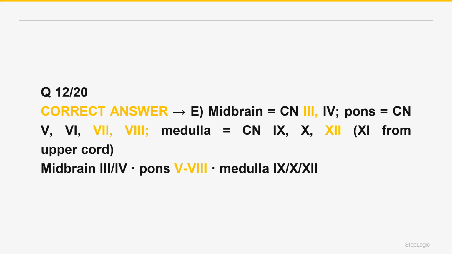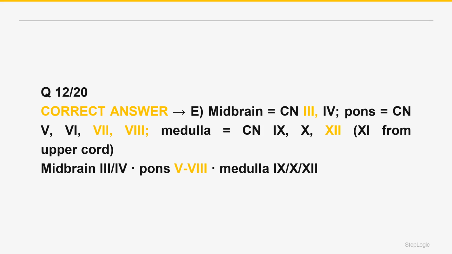The useful memory aid is the rule of 4s. There are 4 cranial nerves in each of the midbrain, pons, and medulla regions when grouped, and the cranial nerves that divide evenly into 12, CN3, 4, 6, and 12, are the medial motor nuclei, running near the midline, while the others sit more laterally.